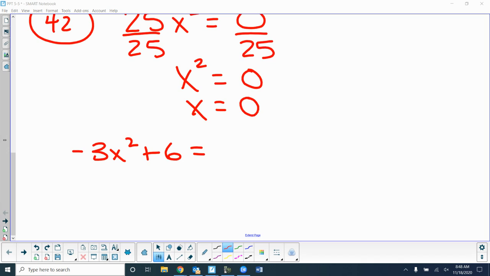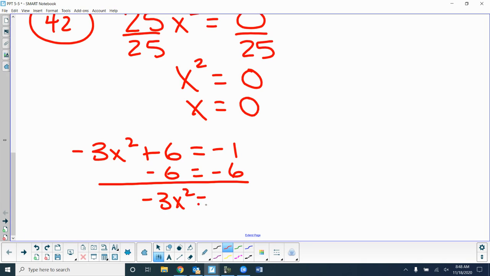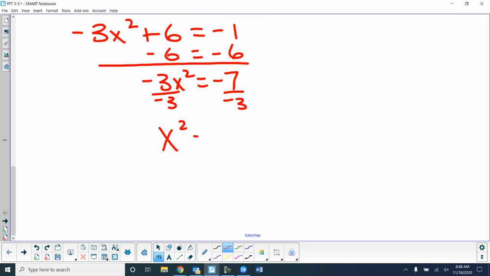Was what, 1 or something like that? Negative 1? Okay, so this is like that one. There's no x in it, so just subtract the 6. Negative 7, divide by the negative 3. And you get x squared equals 7/3, and then you just take the square root.